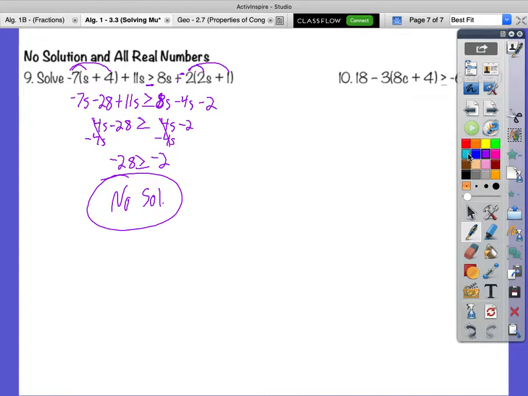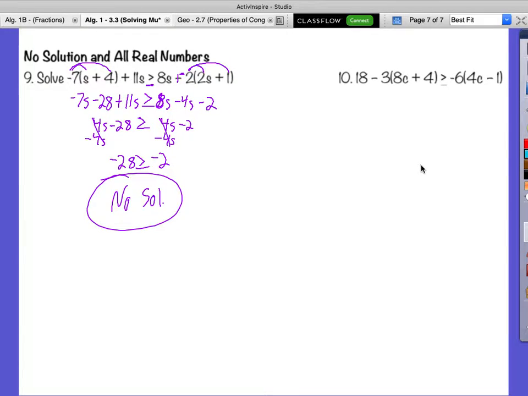Okay, let's look at number 10 here. Really should be our number 11, but it's our number 10 here. We're gonna take 18. This negative, make it a positive. We're gonna make this 3 a negative, and we'll distribute in. What's negative 3 times 8c? Negative 24c.